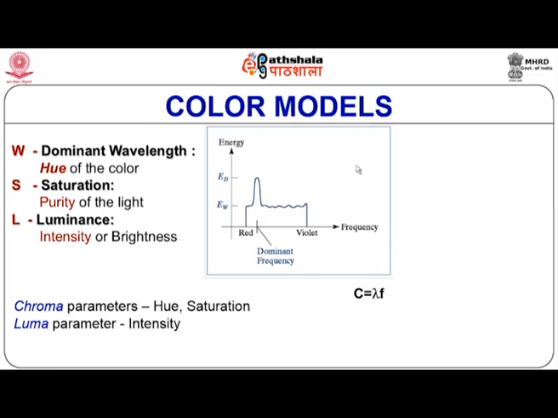The next important parameter is the saturation, which talks about the purity of the light. The third parameter is luminance, which gives the intensity or brightness of light. So the three important parameters that define color are the hue, the purity or saturation, and the intensity or brightness. The word chroma refers to color. Chroma is a combination of hue and saturation. Chroma defines color, while the luma parameter is the intensity or brightness of that color.